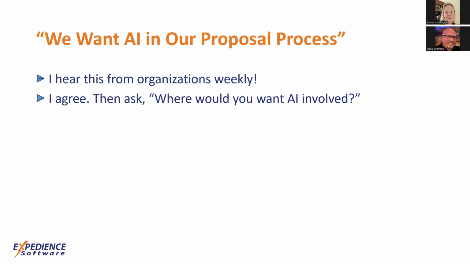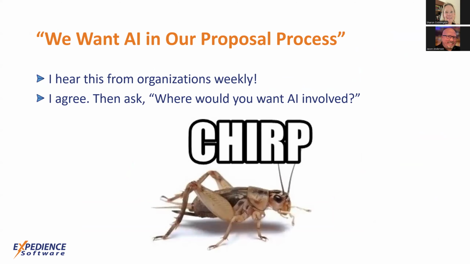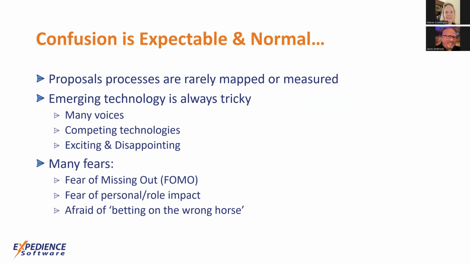So I hear frequently, I'll talk to customers weekly, that they'll say something like, "We want AI in our proposal process," and I go, "Great, great. What do you want to do with AI? Where would you like to see it involved?" And then it's crickets. Frequently, it's crickets. They don't know, and why don't they know? It's for a number of reasons, and confusion's quite expectable where we're at today.